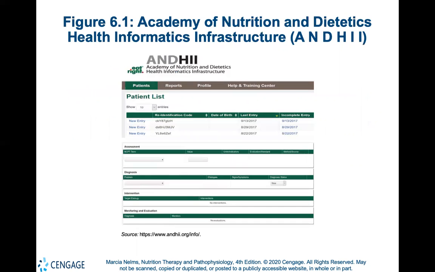Figure 6.1 is the Academy of Nutrition and Dietetics Health Informatics Infrastructure. The ANHII is an electronic system that allows documentation of de-identified nutrition diagnoses and data that can be used as a component of the National Quality Improvement.